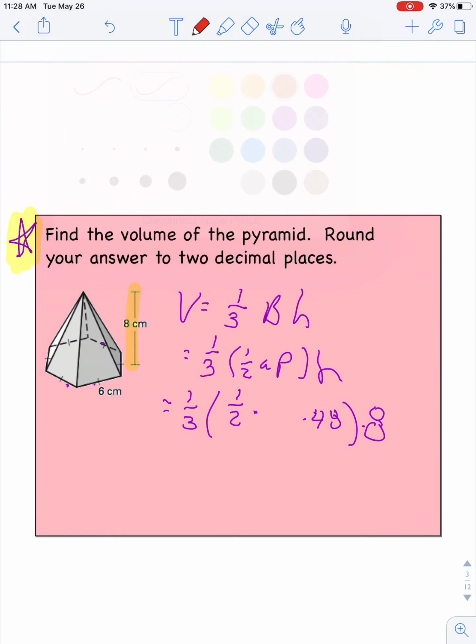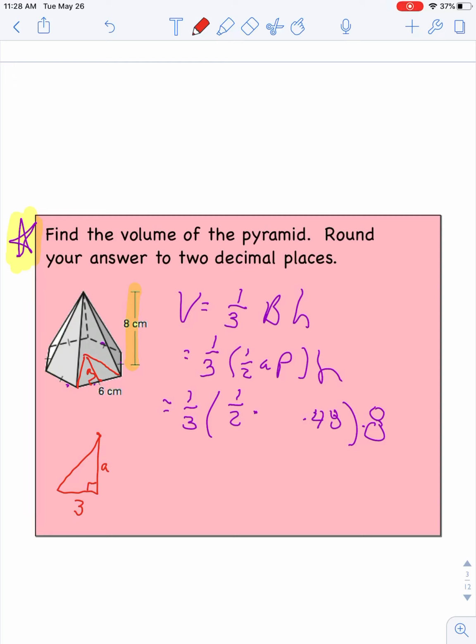Remember, inside here we have all of these isosceles triangles. The apothem is the height of one of them. So if I pull out that triangle, half of it right here, here's my apothem. This whole base is 6, so this is half of that, 3.